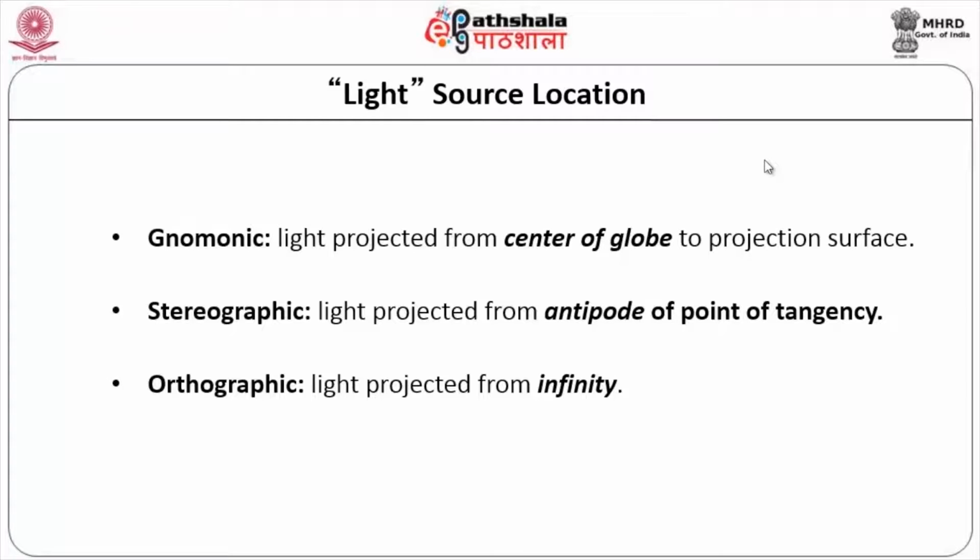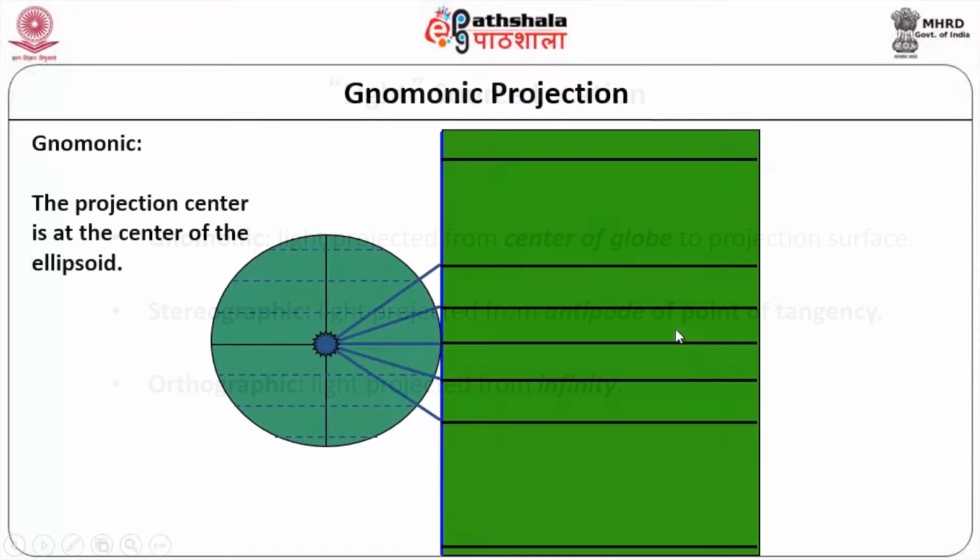So this is what we have just seen in the first stage. Now let us see the details of each and every projection. Let us start with the gnomonic projection. As I was telling you, the point of origin will be the center of the earth. The center is the ellipsoid. As I told you already, the earth is considered as an ellipsoid, and in this particular projection the projection center is the center of the ellipsoid.